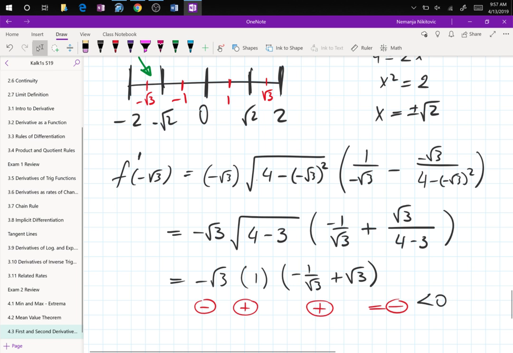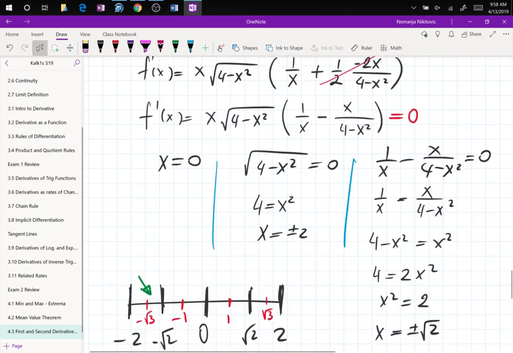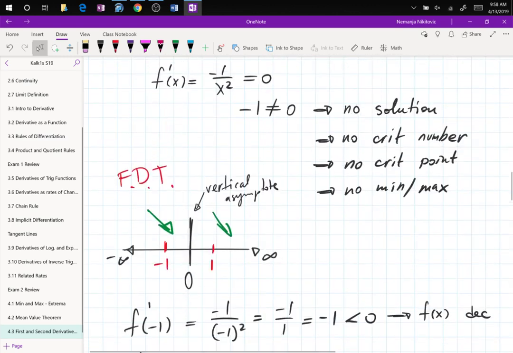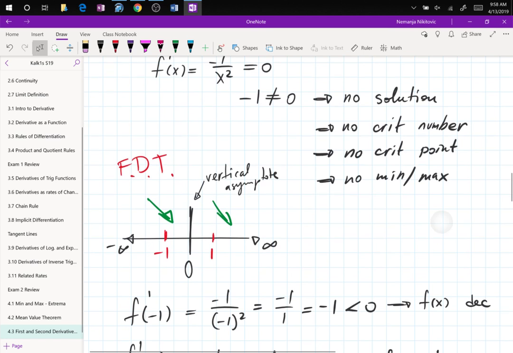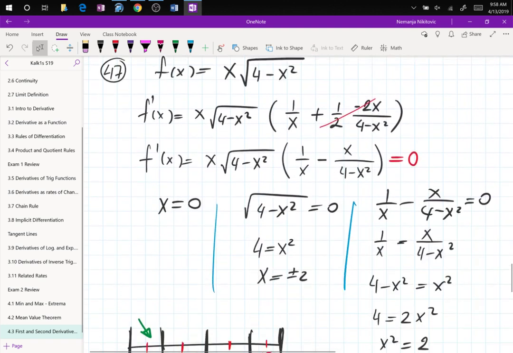Rinse and repeat for negative 1, rinse and repeat for 1, rinse and repeat for root 3. You don't get to claim symmetry all the time. They do not alternate all the time. Didn't we have for 1 over x decrease followed by a decrease? They will rearrange themselves in any way they have to in order, right, to follow the function.